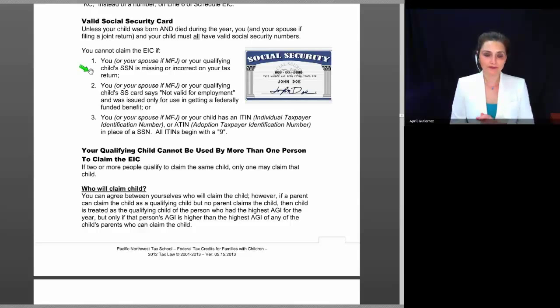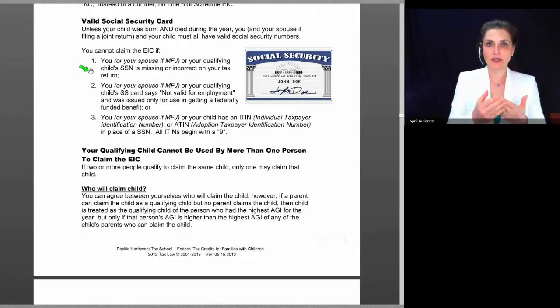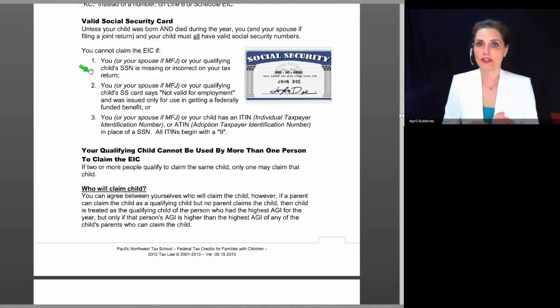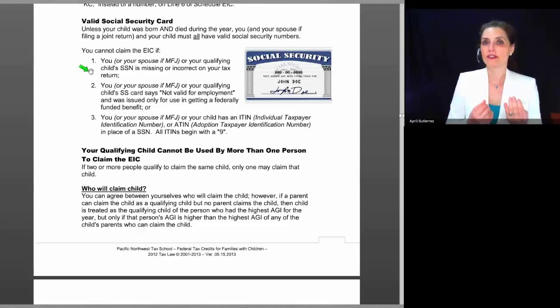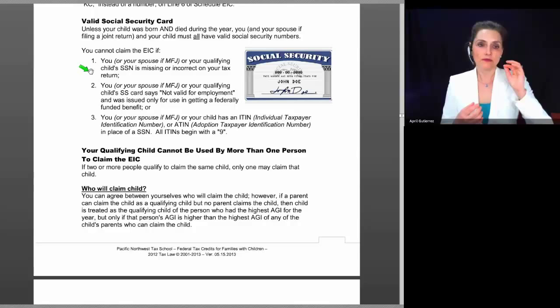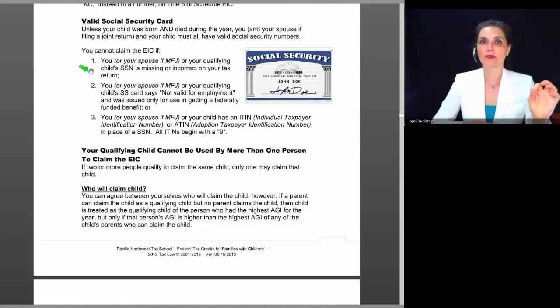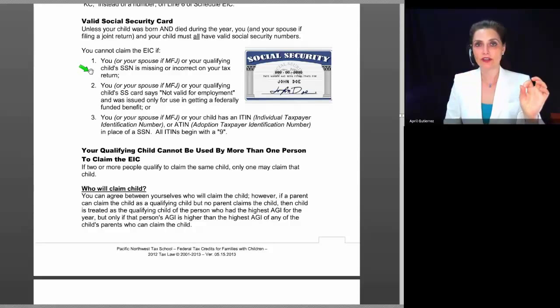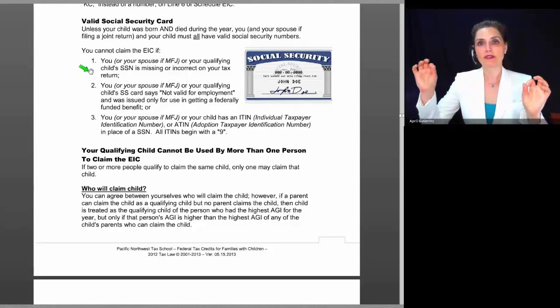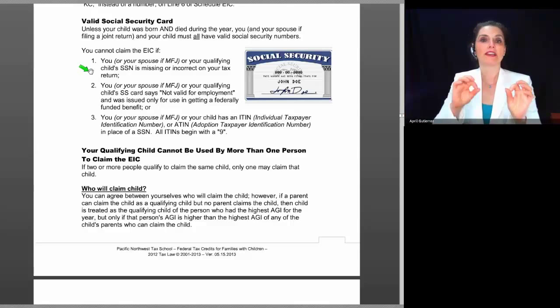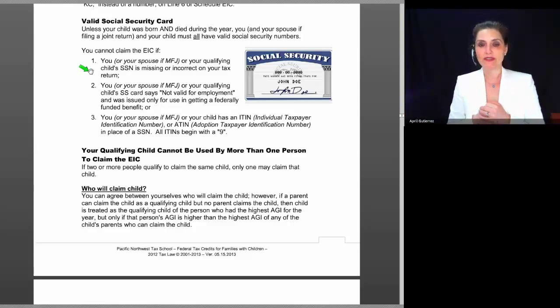Now, I should point out that it is possible that you are filing a joint return with your spouse, and both you and your spouse have valid Social Security numbers, and that you have three dependents, and one of those dependents has a valid Social Security number, but the other two do not. Well, the fact that you have two dependents who do not have valid Social Security numbers would not prevent you from qualifying for earned income credit on the one child that does. But if you have a tax return situation where the taxpayer has a valid Social Security number, but the spouse does not, and all three children have valid Social Security numbers, the fact that the spouse does not have a valid Social Security number means that you cannot have earned income credit on any of the children. I've always thought that was a rather unfair rule, but it is nonetheless a rule.